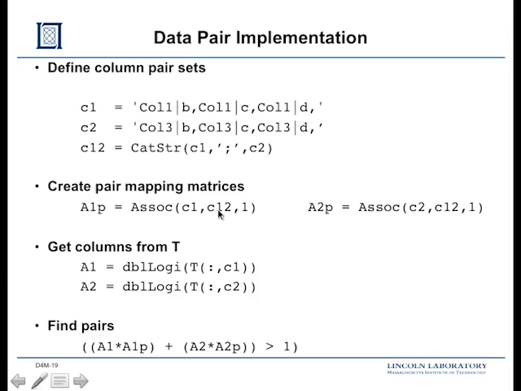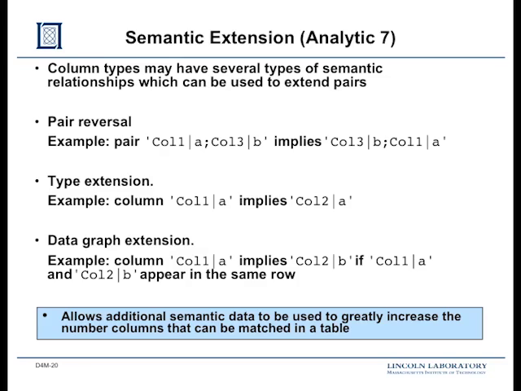So now I can create a set of pair mappings from C1 to its pairs, that's A1 to its pairs and A2 its pairs. I can get the columns of those, A1 and A2, and then I can find all the pairs through this combination of matrix multiplies and additions and so on. So a very complicated analytic done very nicely. And then there's a whole bunch of different ones you can do here.